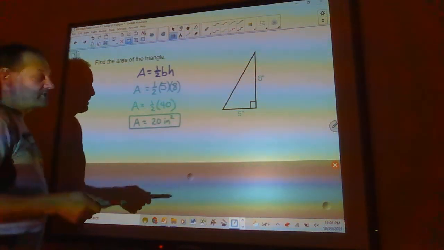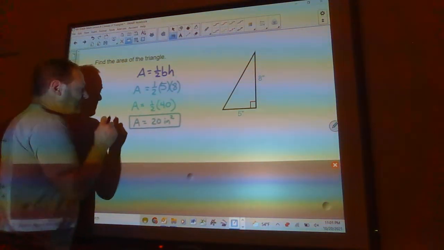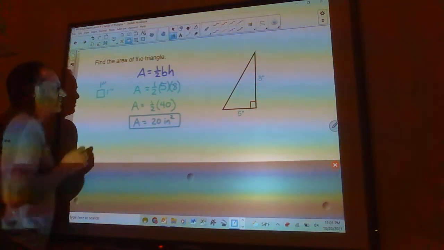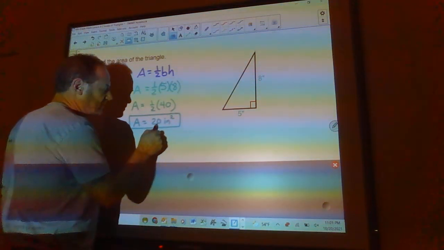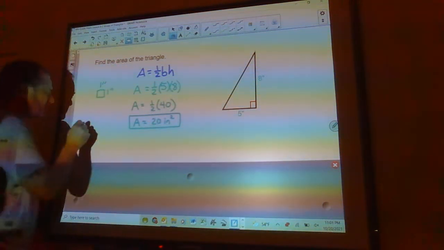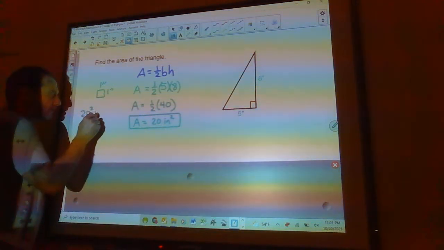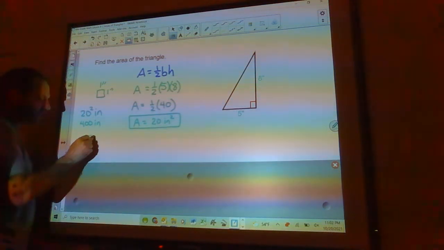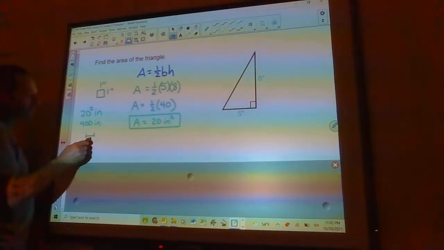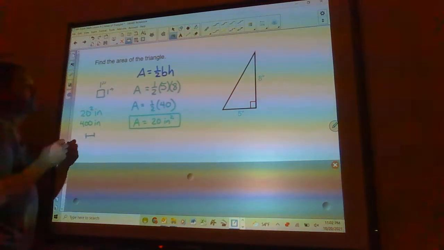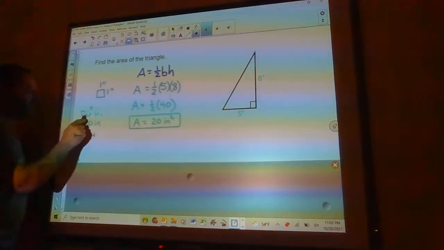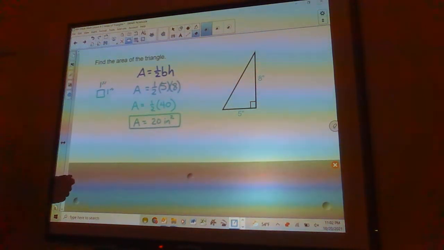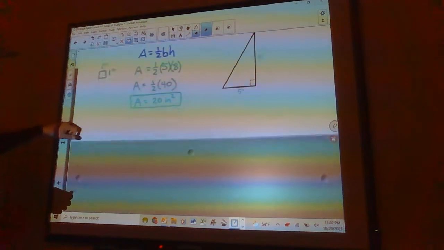Now remember, we always say square inches because we mean these units right here, where this is 1 inch by 1 inch. But it's written as 20 inches squared. Don't write it like this. Do not write 20 square inches like that, because what that means is 400 inches. That's 400 of these things. We don't want 400 of these things, we want 20 of those right there. So be very careful how you write that down. You will get marked down a lot if you do that wrong.